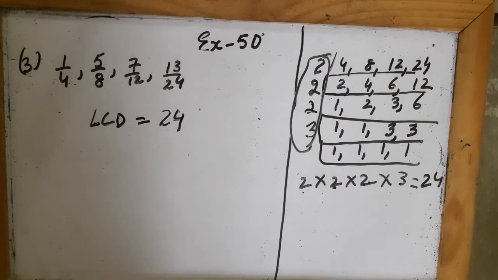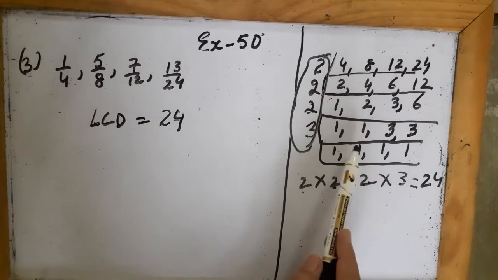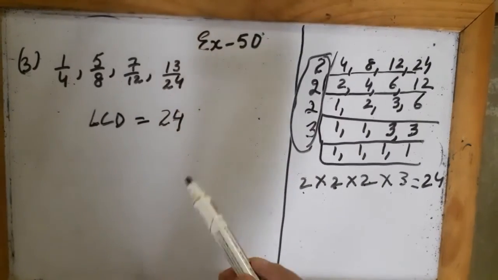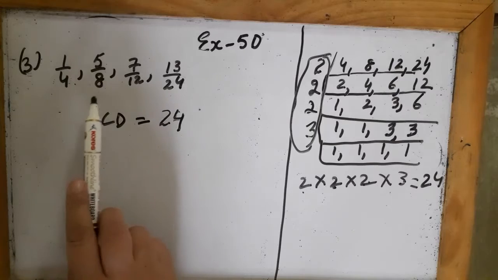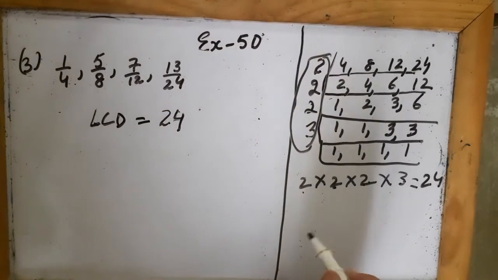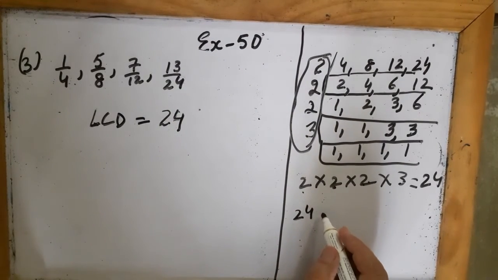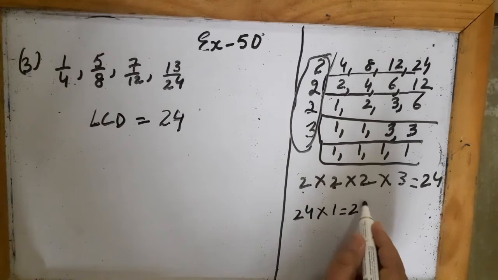Now children, you can do some guesswork also. You should learn how to take out the LCM, but we can do some guesswork also here. How can I do that guesswork? Of all the denominators, the largest denominator is 24. So start saying its table. Start from 1. 24 ones are 24.